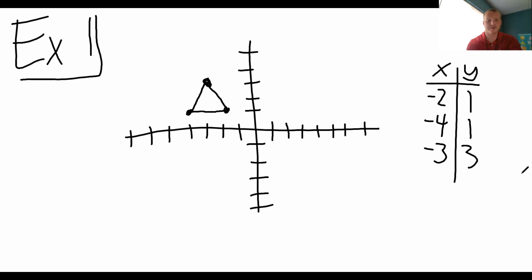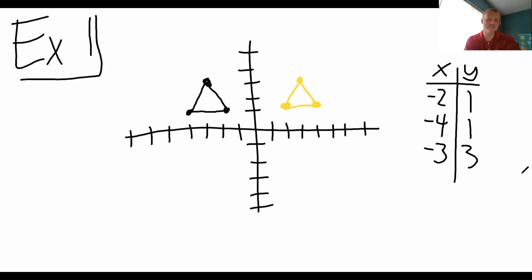So first I'm going to start with my point over here. So 6 to the right: 1, 2, 3, 4, 5, 6. That's that point. And then 1, 2, 3, 4, 5, 6. So right there. Then the top point of my triangle: 1, 2, 3, 4, 5, 6. So this is my initial just to the right 6 units.